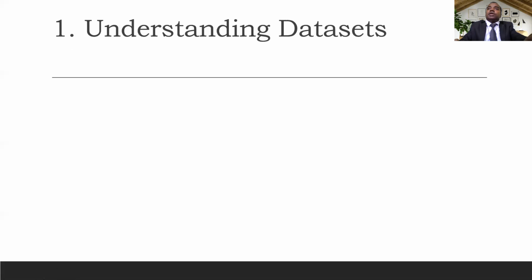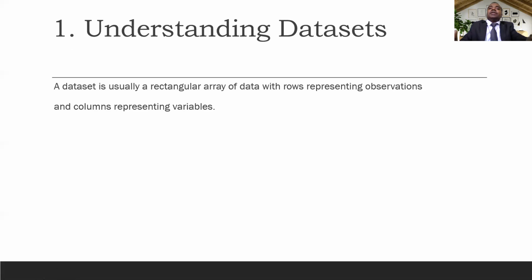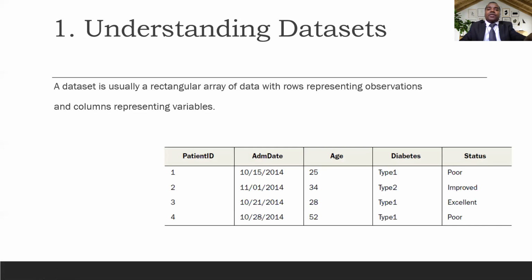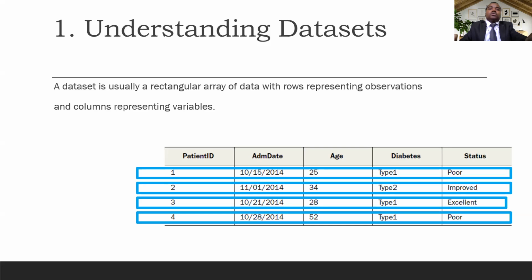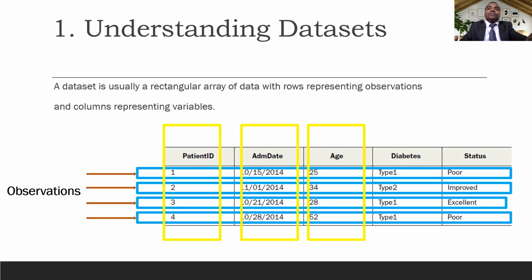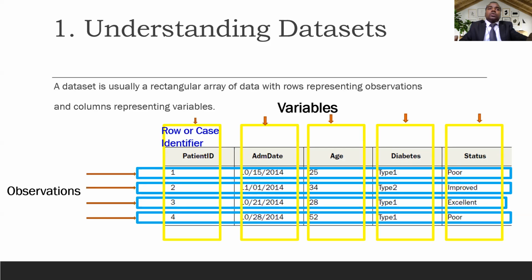First, what is a data set? A data set is usually a rectangular array of data with rows representing observations and columns representing variables. Here we can see the first row, second row, third row, fourth row. These rows are known as your observations. Similarly, first column, second column, third column, fourth column, fifth column. These columns are known as your variables.